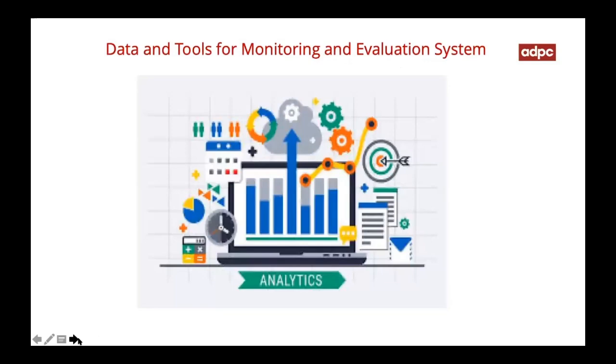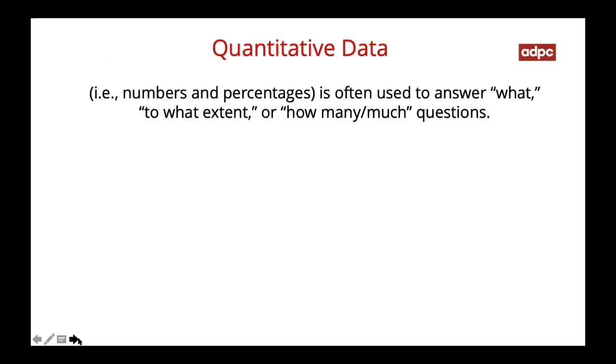So when you're doing monitoring and evaluation, you only have two types of data. Okay, only two types of data, but different tools. You have the quantitative data, so numbers and percentages. It is often used to answer what, to what extent, how many, how much materials you've provided, how many audiences you've targeted. If you're targeting women, how many, all of those. If you're targeting a specific population of youth, how many, etc.